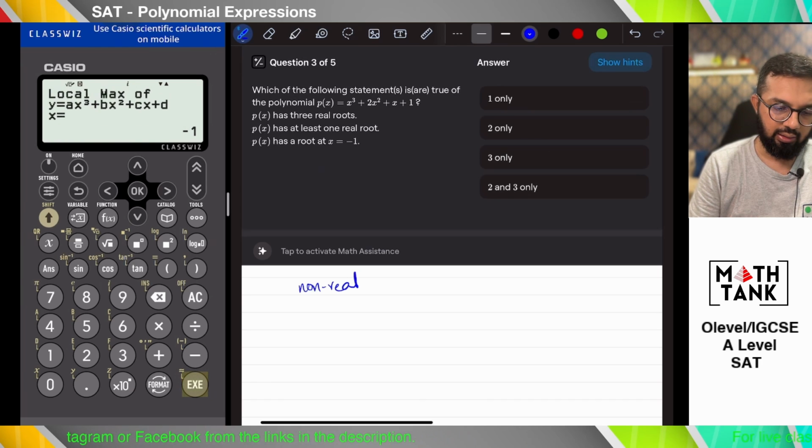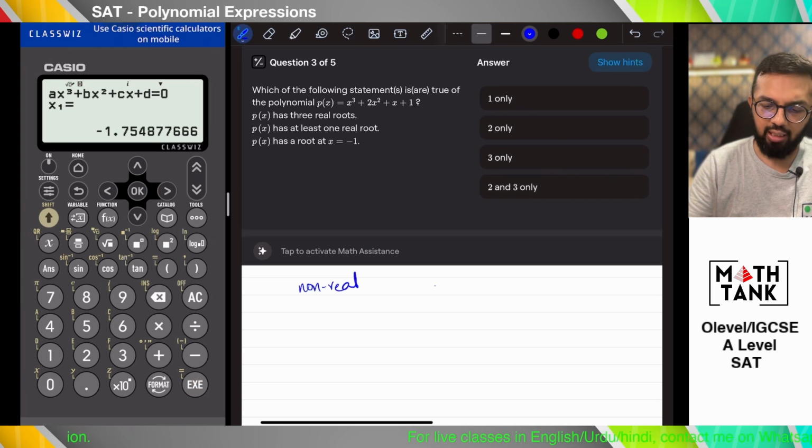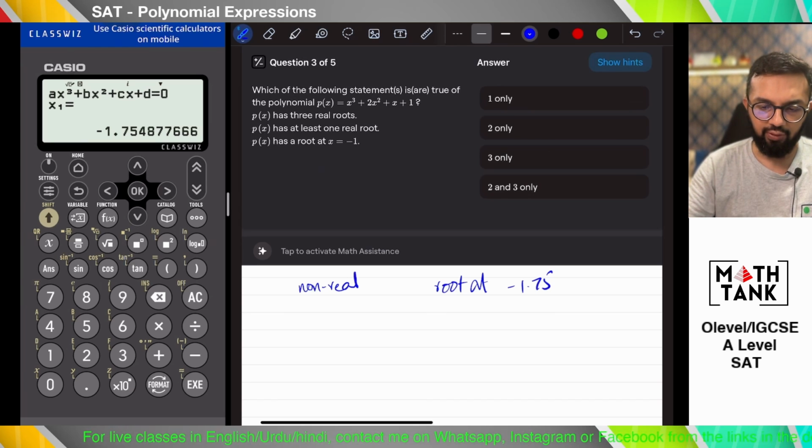and this is also giving me local maximums and local minimums. It has a root at -1.75. So it doesn't have three real roots. The first statement is false. It has a root at -1. That statement is also false. So two only.